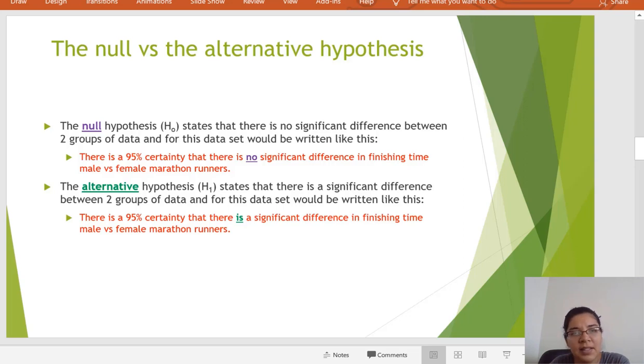The null hypothesis states that there is no difference. The null hypothesis, in its shorthand H subscript 0, states that there is no significant difference between two groups of data, and for this data set it would be written like this: there's a 95% certainty that there is no significant difference in finish time between male versus female marathon runners. The alternative hypothesis would be the opposite of the null hypothesis. It states that there is a significant difference between two groups of data sets. So there is a significant difference between the finishing time of male versus female marathon runners.